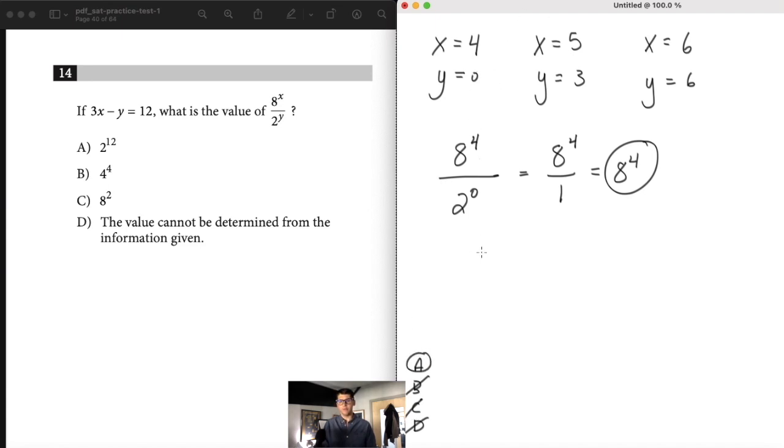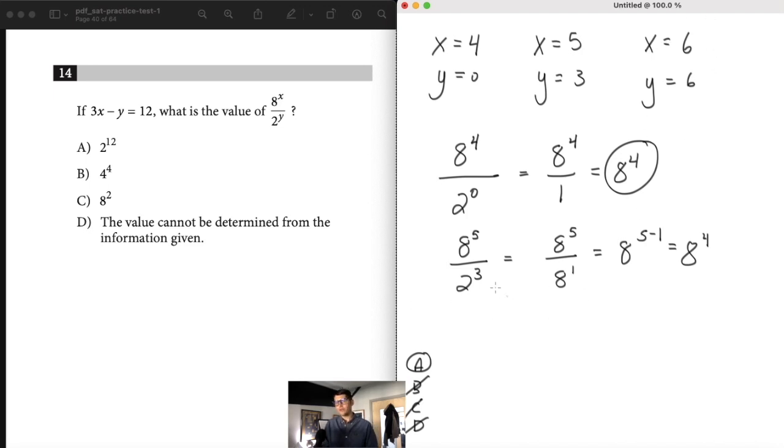I'll try it with these other numbers just so you can see how that same process works. So if x is a 5, we'd have 8 to the power of 5 over 2 to the power of 3. Well, 2 to the power of 3 is 8. So now we have 8 to the 5 over 8 to the 1. So now we need to know our exponent rules, which is if you have the same bases, you subtract the exponents. 5 minus 1 is 4. We're back to the exact same place. 8 to the 5th over 8 to the 1 is 8 to the 5 minus 1, which equals 8 to the 4. Right, and we're in the exact same place we started.